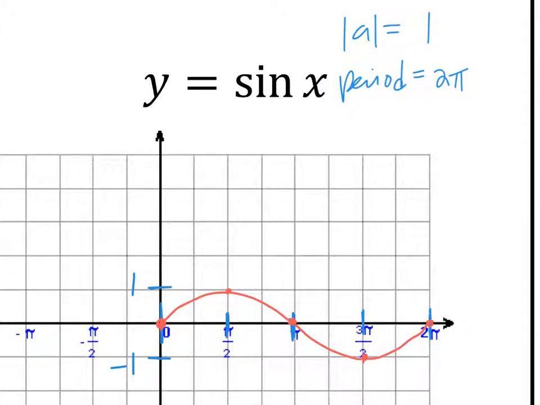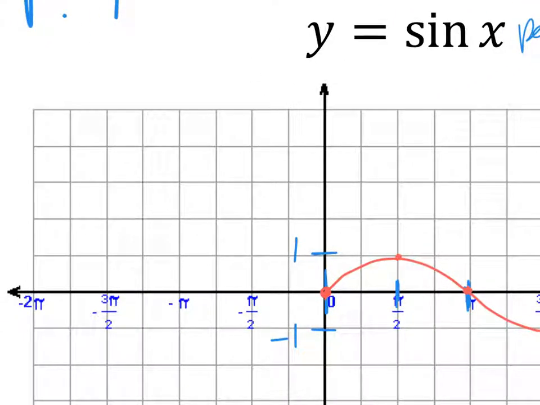All right, and then we're going to do the same thing on the left-hand side. Remember the left-hand side is a reflection, so you're going to go the opposite direction. So this goes down first.